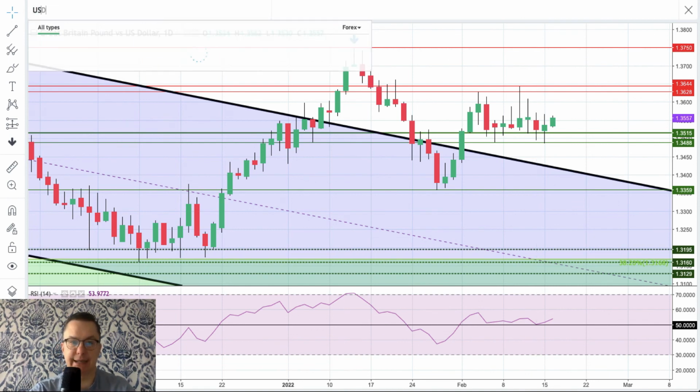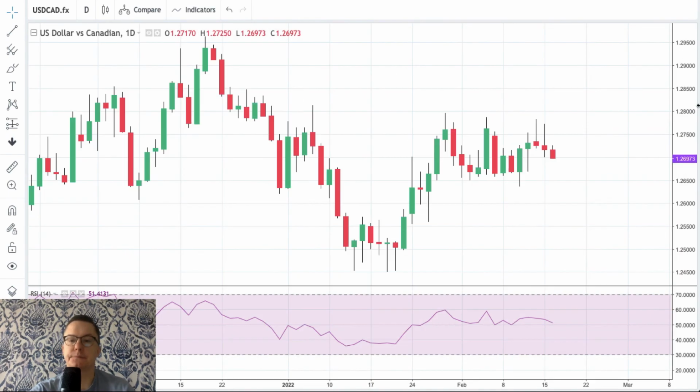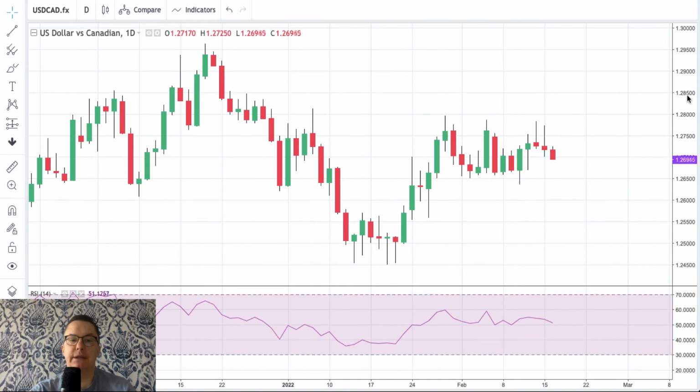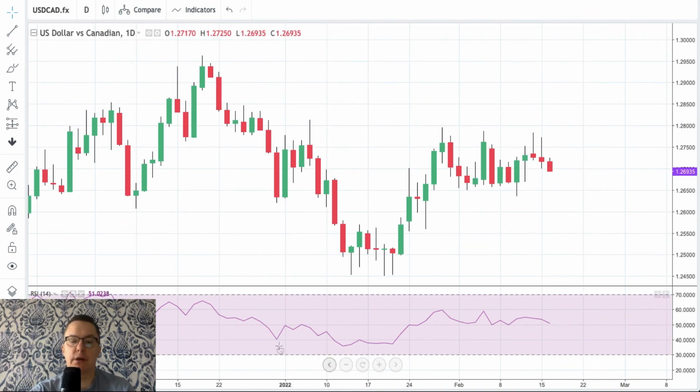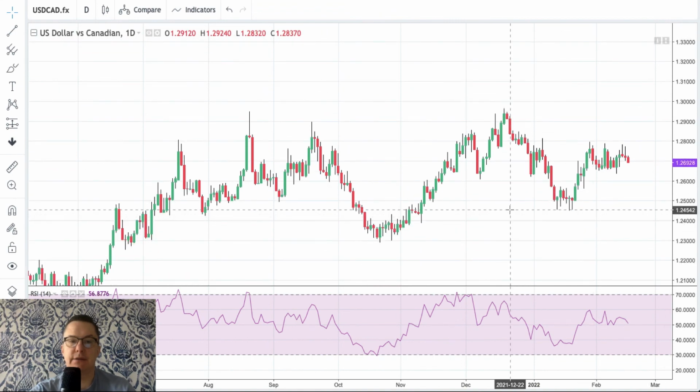Let's take a look at US dollar to the Canadian dollar. As you can see here, not much is going on in this pair. We don't have even any levels.